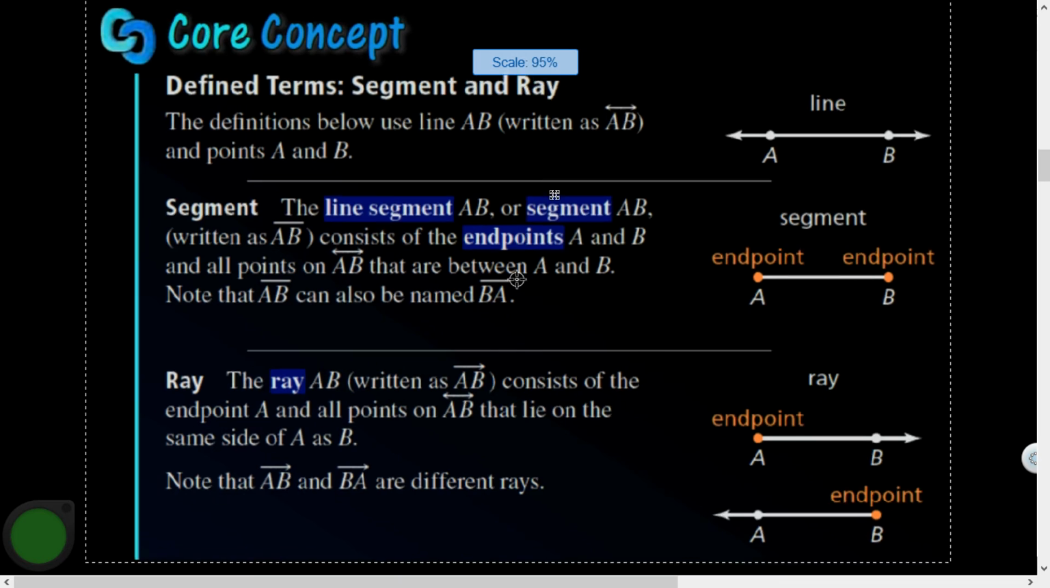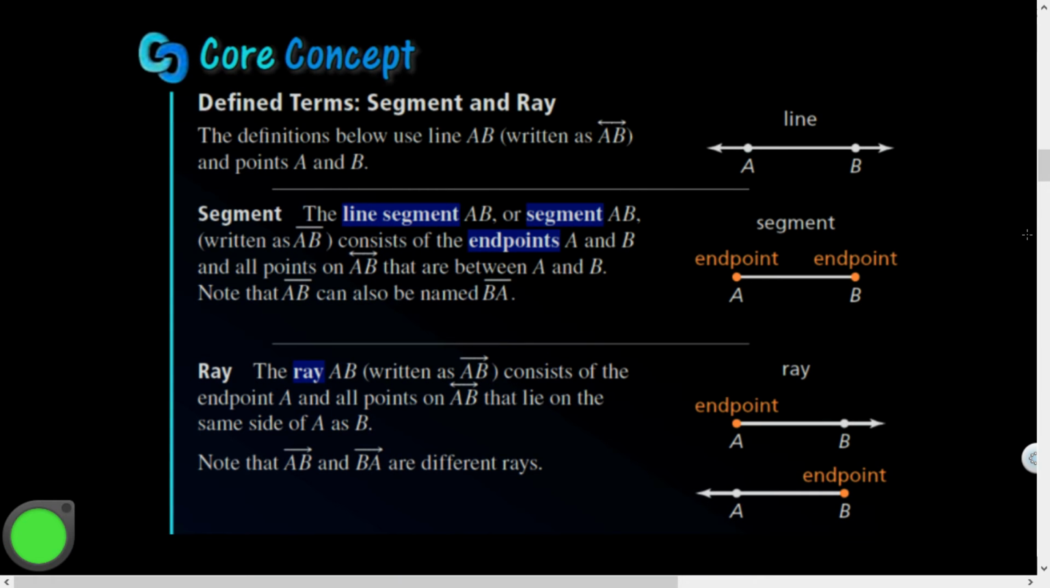All right, very good. So let's take a look at some more naming conventions. All right, so here are some defined terms: segment and ray. You might not have a chance to write all this down. We're running a little low on time, but don't you worry, we'll be fine. Let's see, the definitions below use line AB, written as AB with the little arrows, right? And points A and B.